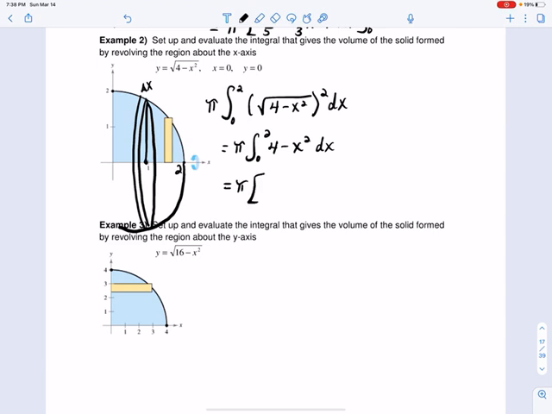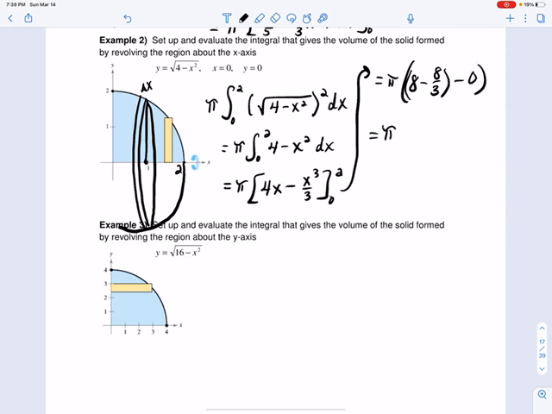I'm going to add 1 and divide by the sum. Then that is going to be pi, when I plug in 2, of 8 minus 8/3 minus 0. You could leave your answer like that, or this will give me a final answer of pi, and then 16 all over 3. So you will have an answer of 16 thirds pi units to the third for your volume.